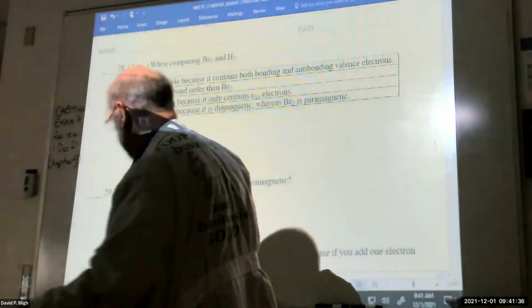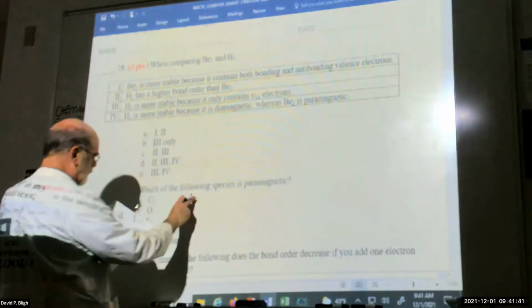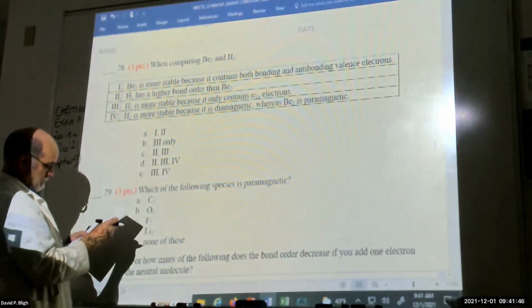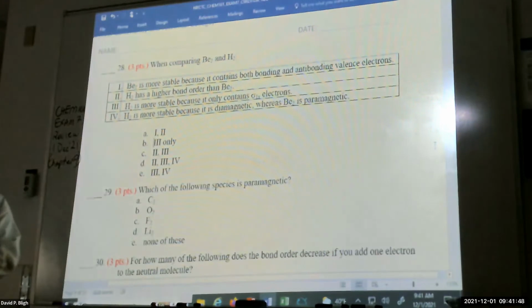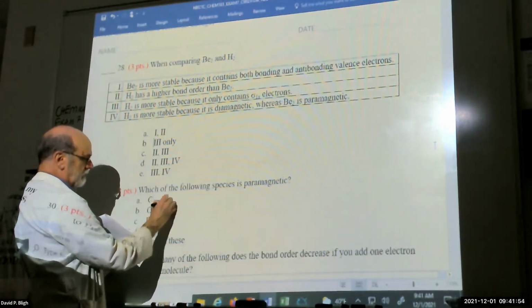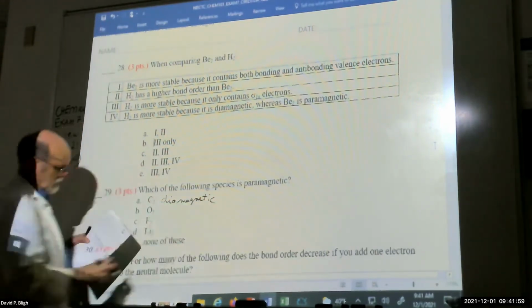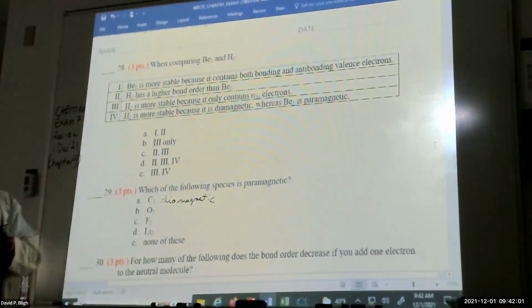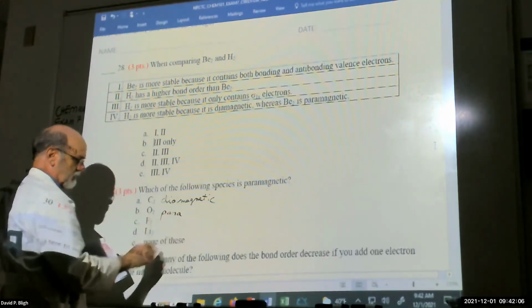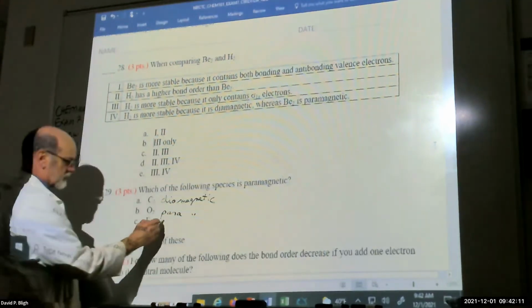Okay, so what we're going to see is for carbon, we have all paired electrons. You can see from the diagram. So all paired means this one is diamagnetic. How about O2? O2 has 2 unpaired electrons. So this one is paramagnetic. F2, they're all paired. So this one is diamagnetic.